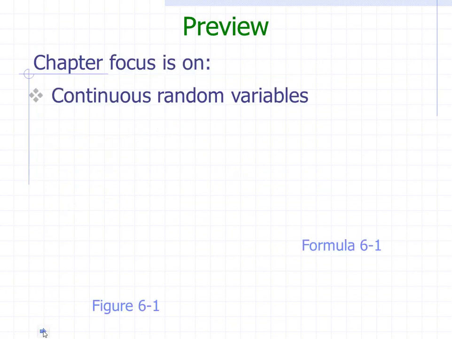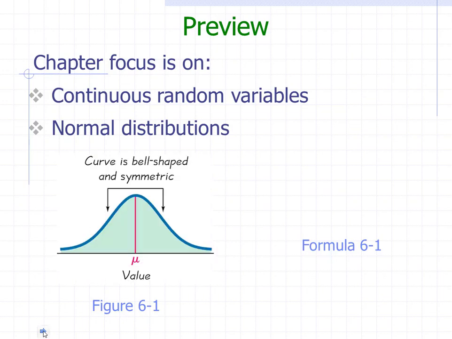So the chapter is going to focus on continuous random variables. Remember in chapter 5 we did discrete random variables, where they only had certain values. Well, in chapter 6 we're going to talk about those variables that have an infinite number of values. And we're going to talk about normal distributions. And remember, a normal distribution is a bell-shaped symmetrical curve.